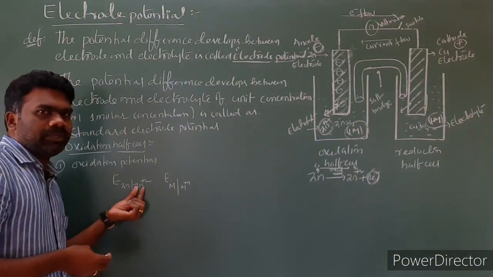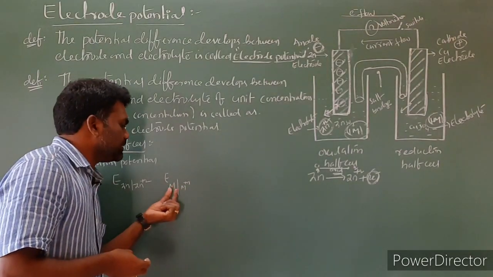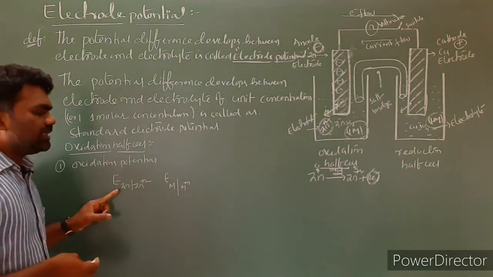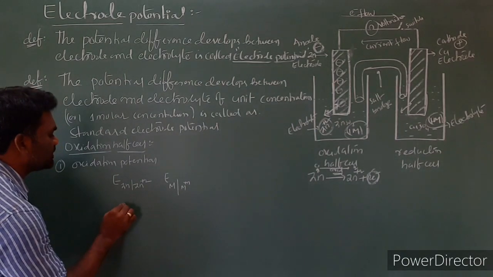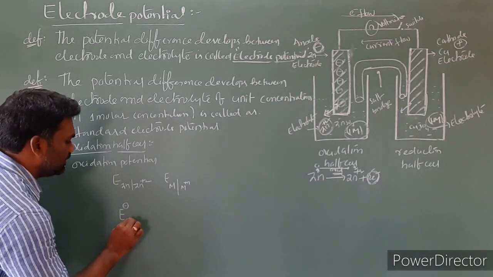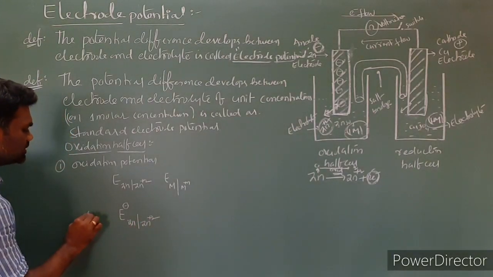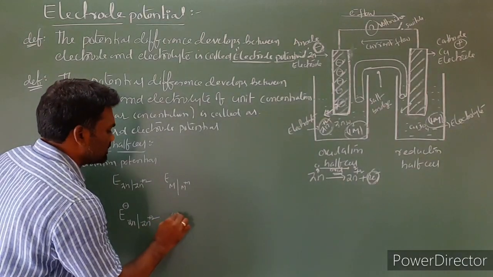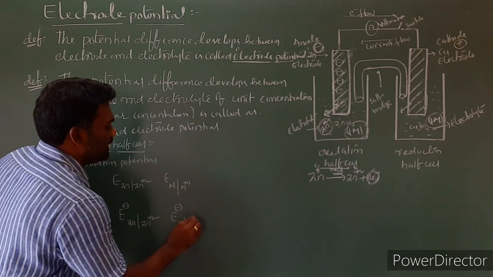Zinc is converting into Zn plus 2, which is oxidation. Here also the metal is converting into its positively charged ionic form. The metal is losing electrons and converting into M plus n. This is also nothing but oxidation. If we take the standard condition, we can write E naught. E naught also means standard condition. So here also the standard condition is E naught M by M plus n.